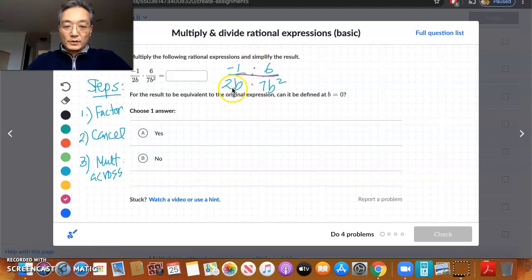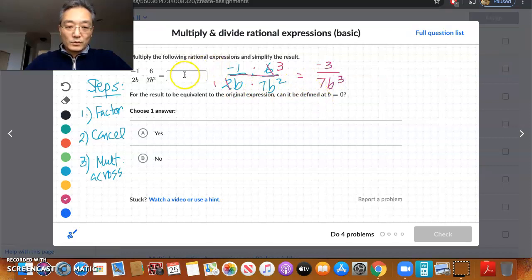So in that case, the 2 here goes into 6 three times, correct? And I think there's really nothing else that we can do here. There are no other common factors in the numerator and the denominator for us to cancel. So now it's time to just multiply across. -1 times 3 is -3, and b times 7b squared is 7b cubed.